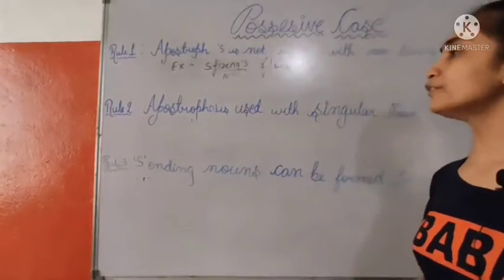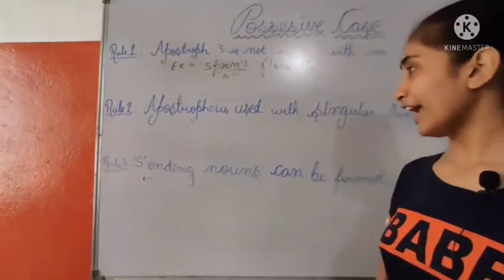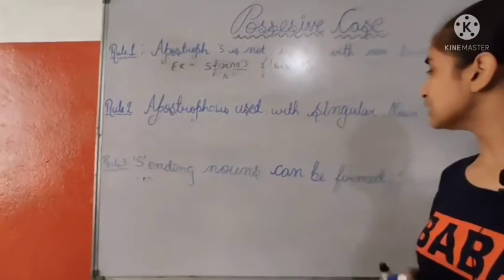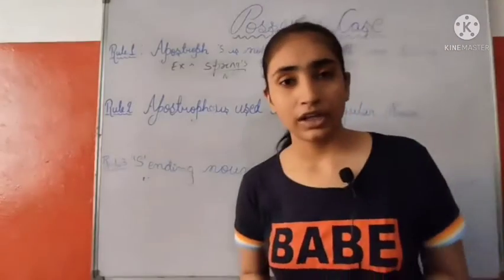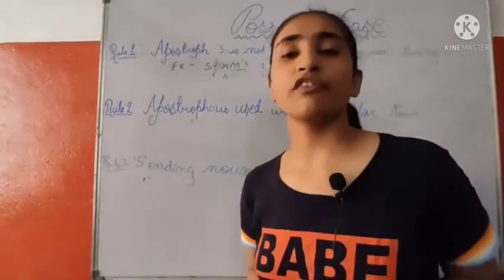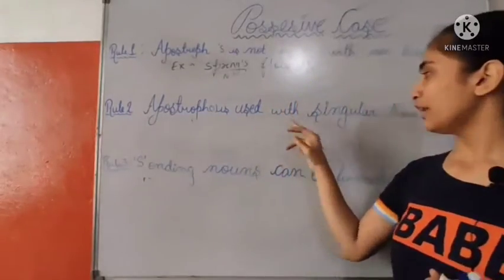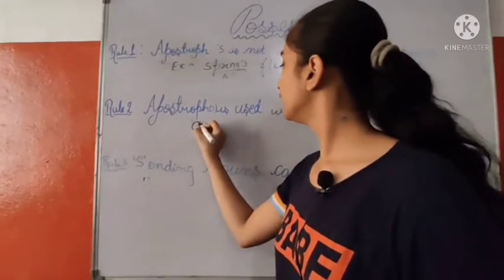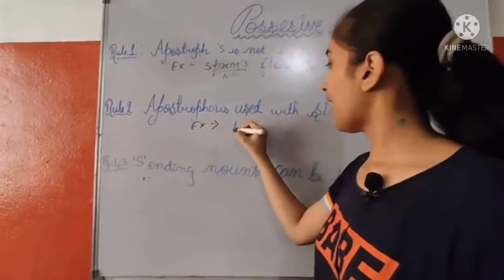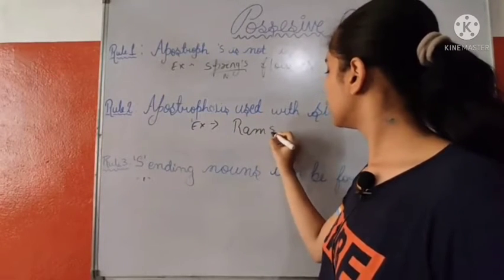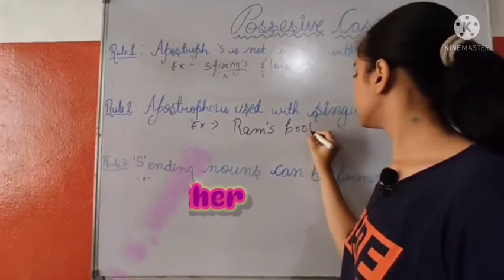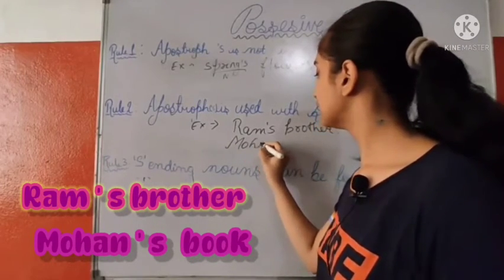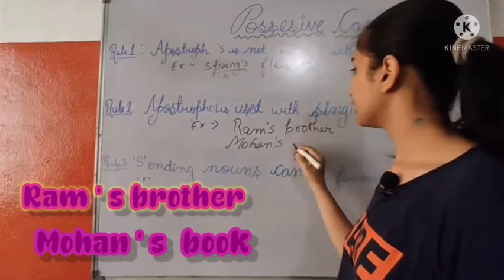So let's move to our next rule. Apostrophe s is used with singular noun. Again I'm repeating, apostrophe s is used with singular noun. For example, Ram's brother, or Mohan's book.